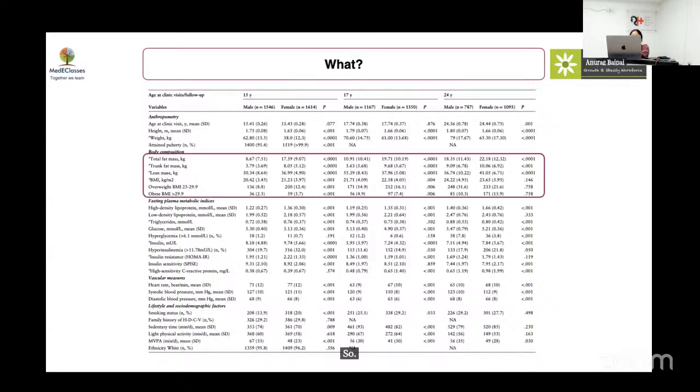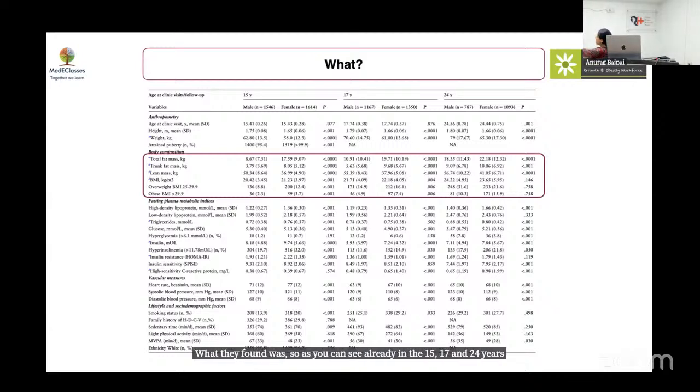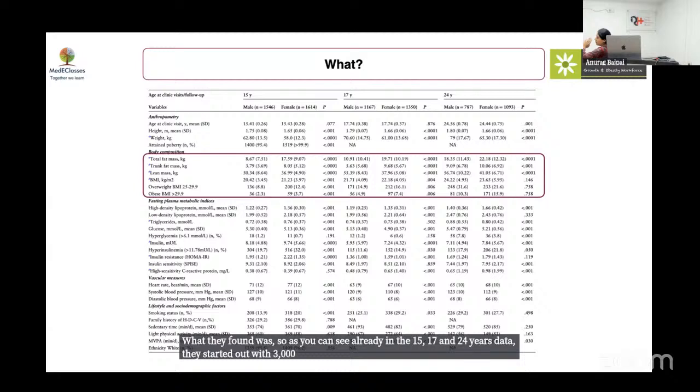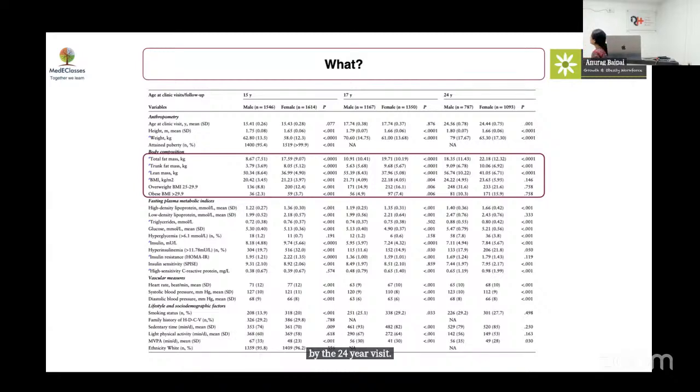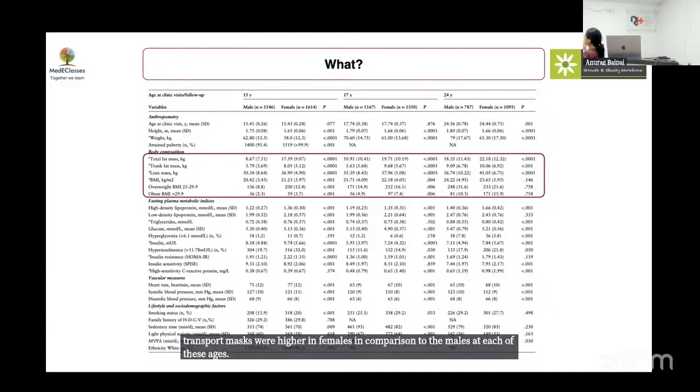So what they found was, as you can see already in the 15, 17, and 24 years data, they started out with 3,000 patients, which by the 24-year visit were about 1,700 subjects that were followed up. As you can see, the trunk fat mass was higher in females in comparison to the males at each of these ages. With increasing age, the fat mass increased.